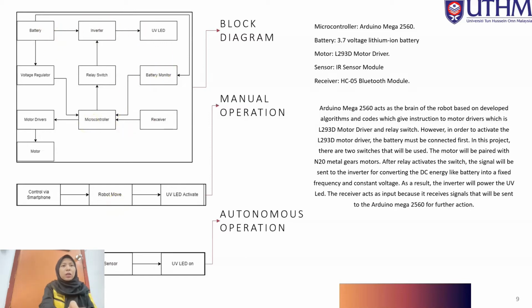Next is the manual operation mode. In manual operation mode, we have control via smartphone, and the robot will move, and the UV LED will be activated. In autonomous mode, the robot moves and detects obstacles, so the sensor will be high, and then the UV LED will be on.